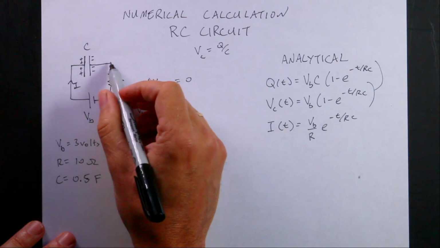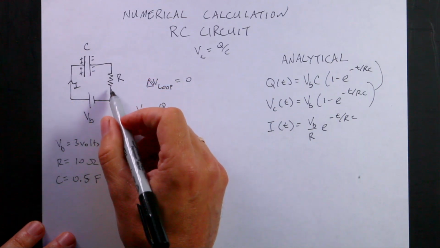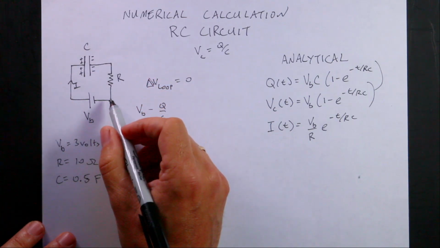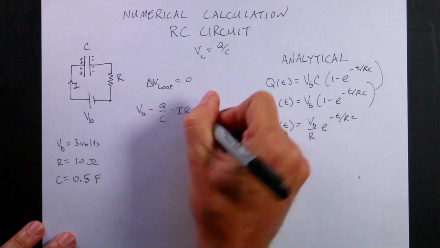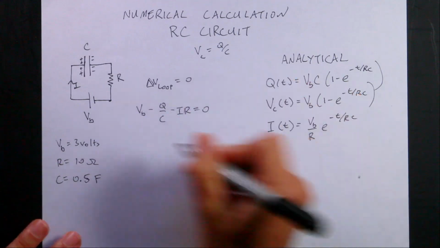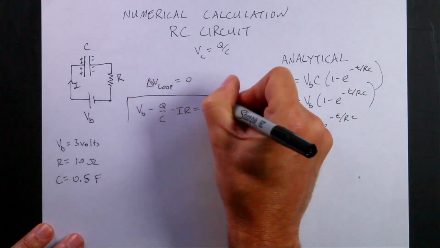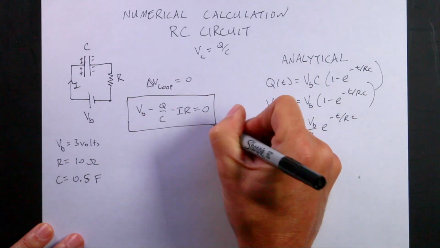And then I'm going to come down here. I'm going in the same direction as the electric current, so that means that there will be a voltage drop across that resistor of minus IR from Ohm's law. And that has to equal 0. So in the previous video, I just wanted to solve this equation.